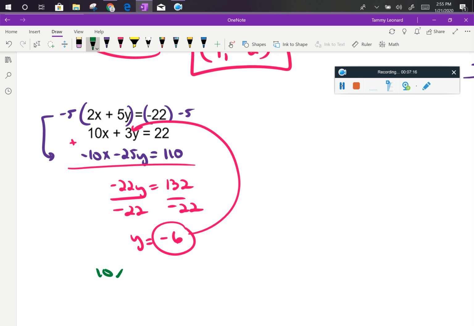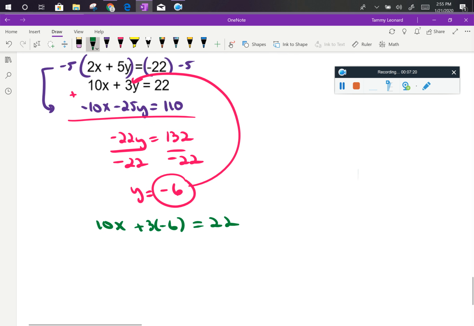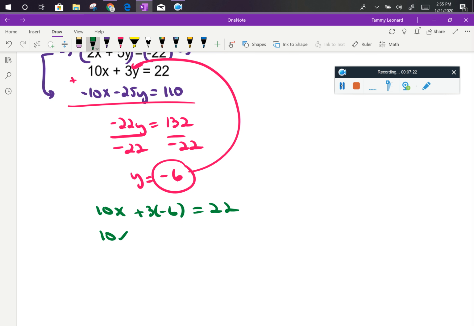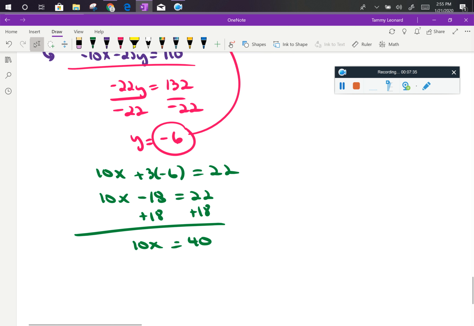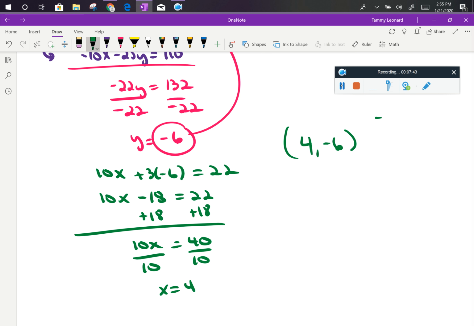So I have 10x plus 3 times negative 6 equals 22. Well, that's really 10x minus 18 equals 22, and we can add that 18 to both sides. If 10x equals 40, and we divide both sides by 10, x equals 4. So the ordered pair where these two lines meet is the point 4, comma, negative 6.